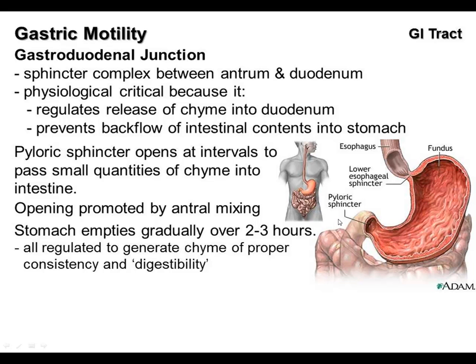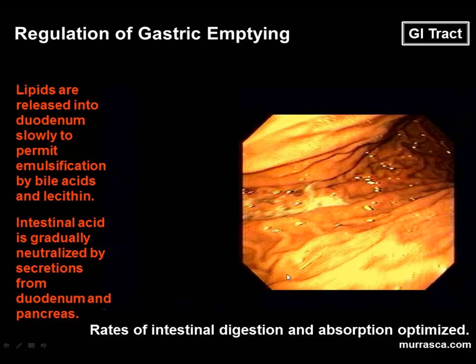Second, I want a slow release. I don't want everything to go quickly. Third, I don't want the retrograde movement from the duodenum back into the intestine. And that, of course, the opening will be promoted by the antral mixing, and the stomach will empty in approximately 2 to 3 hours, and then it will go to the duodenum, and that will be the subject of the next slide.